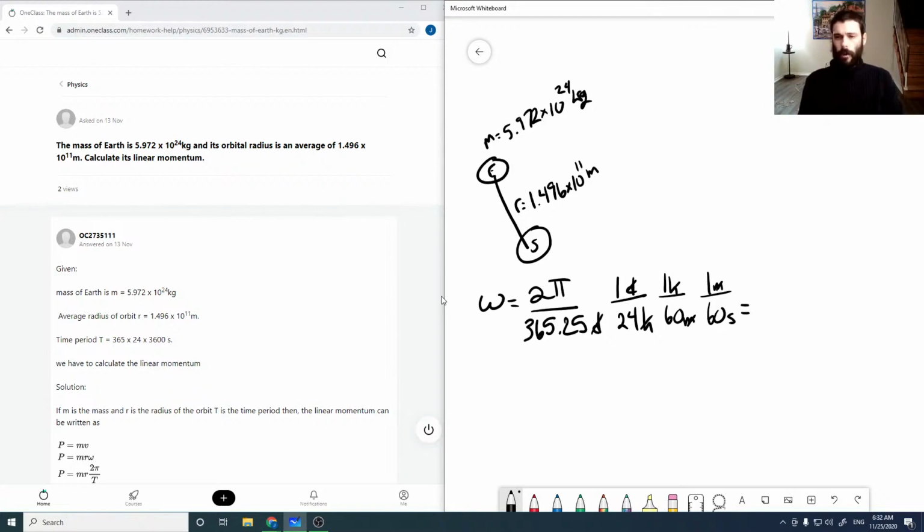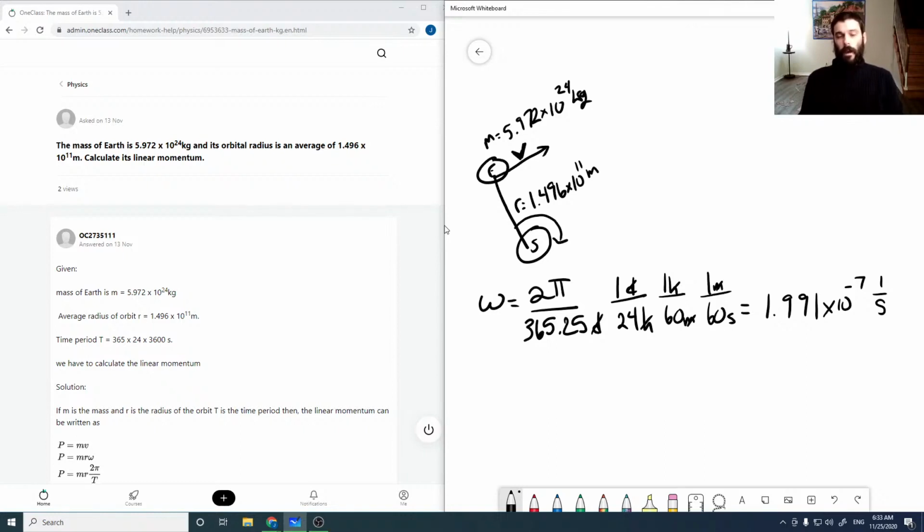So if we run these all through our calculator here, then we get 1.991 times 10 to the minus 7, 1/seconds. Okay, so with an angular frequency in hand, we can calculate, so it wants linear momentum, so we need to calculate not its angular speed, but its linear speed. So that would be its perpendicular speed, or its speed perpendicular to its orbital radius.